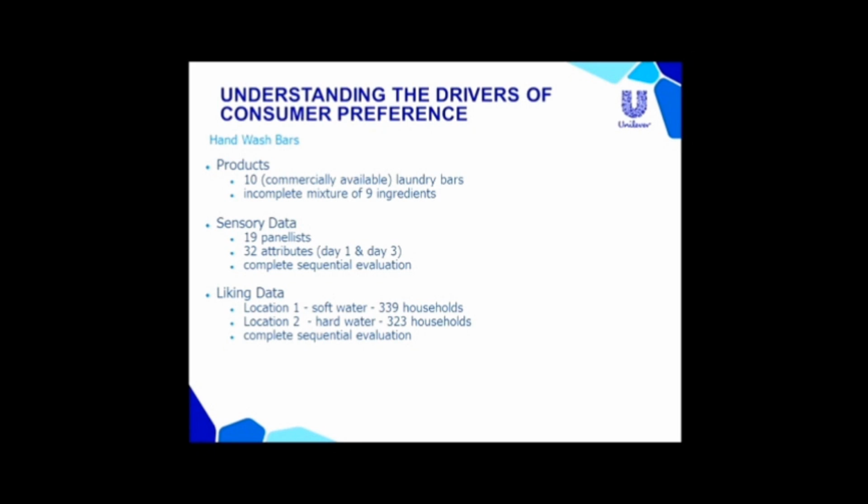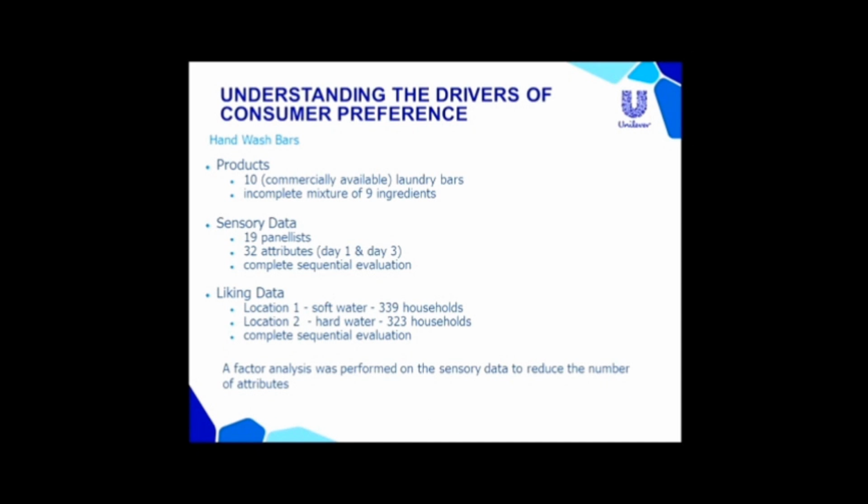As an example, this is a hand wash bar example. It was actually in India. We had 10 commercially available laundry bars in the actual study. We were interested in trying to change the formulation at the end. There were 19 panelists and 32 attributes. We had two locations, one with soft water, one with hard water. We wanted to see if we could find out what drives the liking of the bars in these two regions, and whether we could find a formulation difference that might differentiate them. So we might put one formulation in one place, another formulation in another.